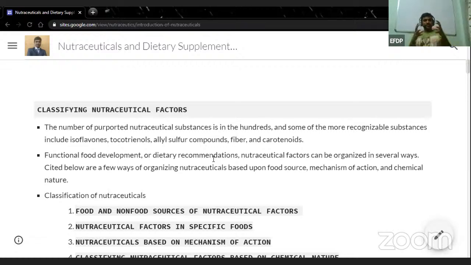So now, what is the nutraceutical classification? Nutraceutical classification is based on various types, because it is a functional food development, dietary recommendation, nutraceutical factor, organized in several ways. So the ways of organizing are different.